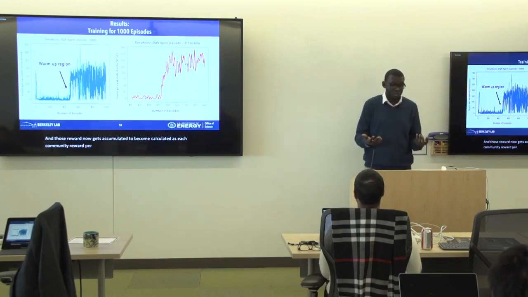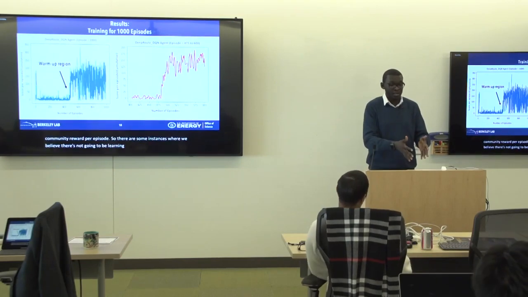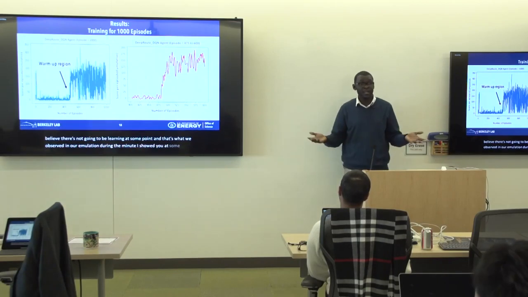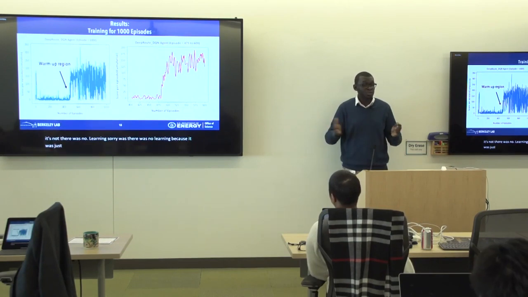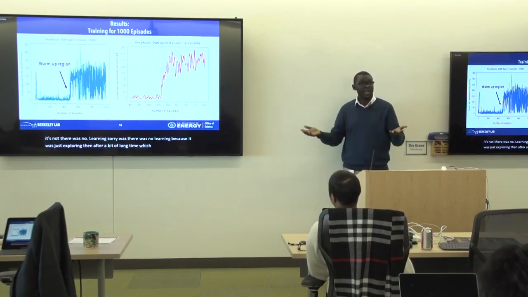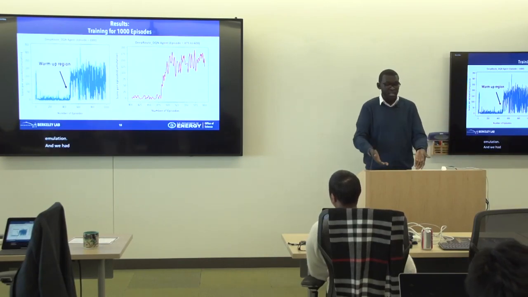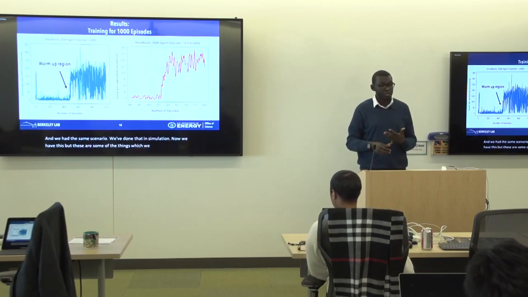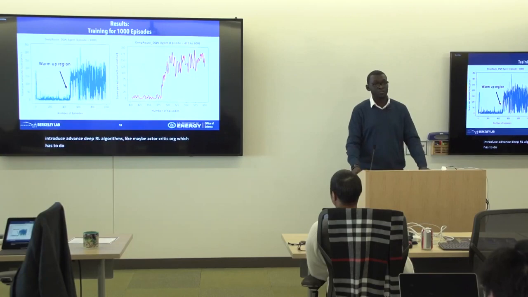So there are some instances where we believe there's not going to be learning at some point, and that's what we observed in our emulation during the Mininet demo I showed you. At some point, there was no learning because it was just exploring. Then after a long time, really half of the simulation, it picked up. We've done that in emulation, and we had that same scenario in simulation. But we believe that when we introduce advanced deep RL algorithms like actor-critic or DDPG, which has to do with policy gradient, that will solve that problem.